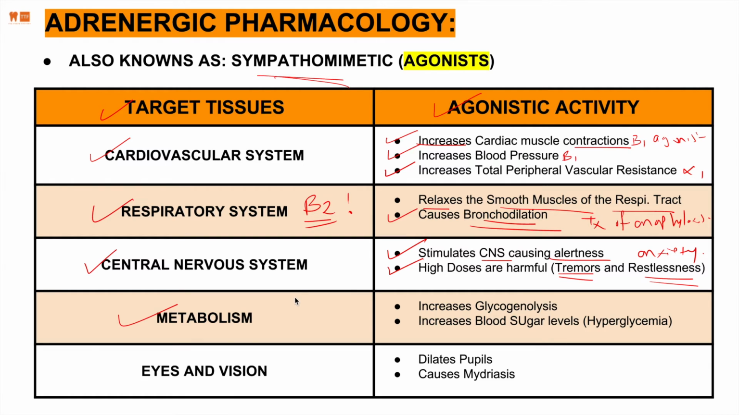Metabolism-wise, we talked about lysis, right? Glycogenolysis. So when sugar that is in storage is broken down, therefore released into the blood, causing increase in blood sugar levels, leading to what is now known as hyperglycemia. And this is, remember, beta-2. Eyes and vision, we know that it dilates the pupils and causes mydriasis. Which receptor was this, guys? Alpha-1. Okay.